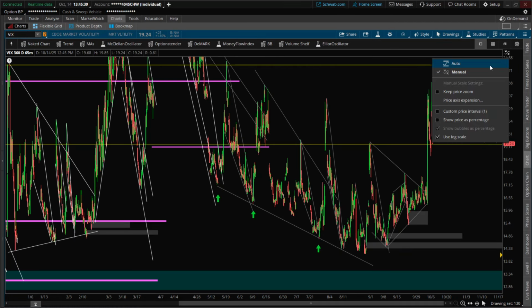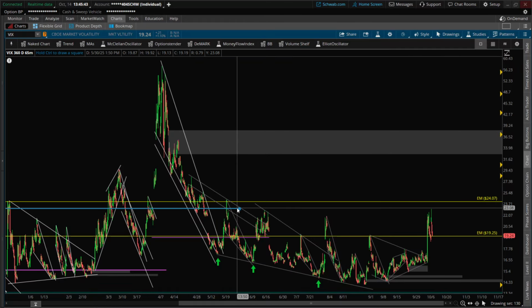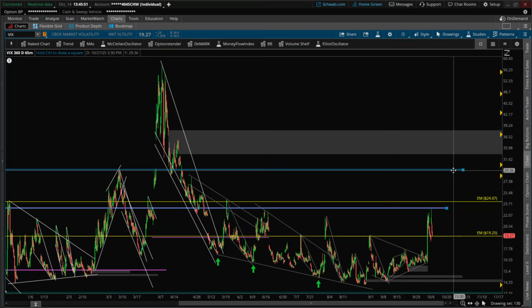Possibly, we already hit this one. Maybe hitting this next peak up here. And you see it did respect this point, even though it gapped over at 29. So let's see if we hit this 29.30 mark on this next move, and we'll go from there.